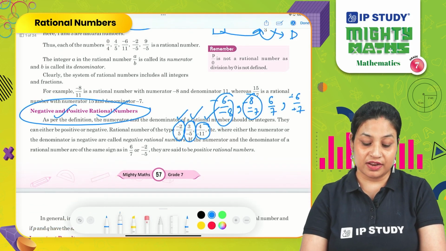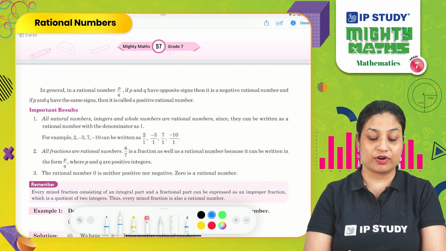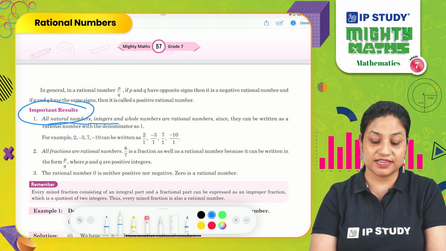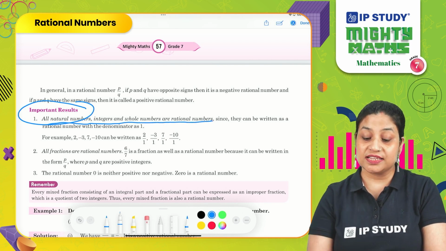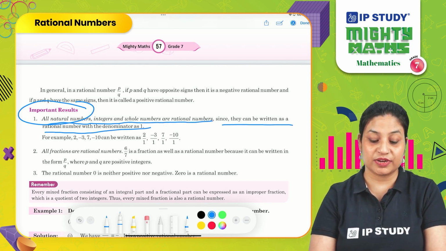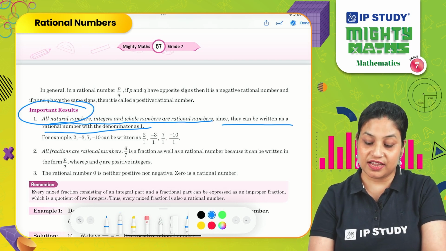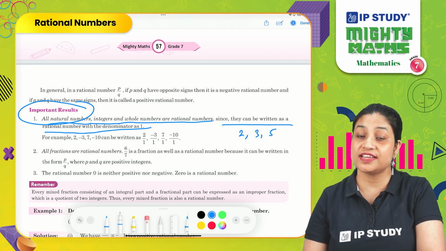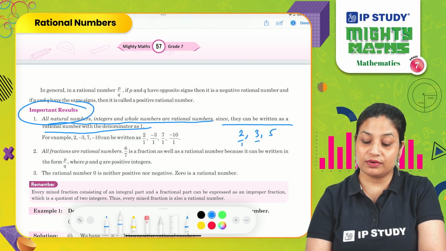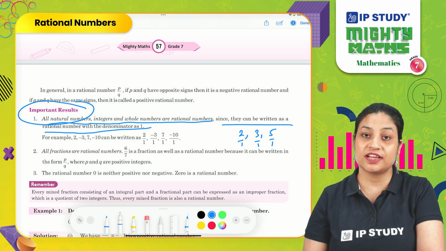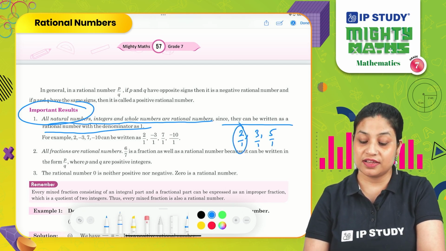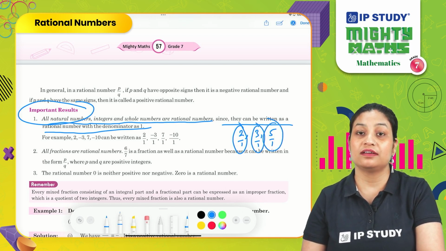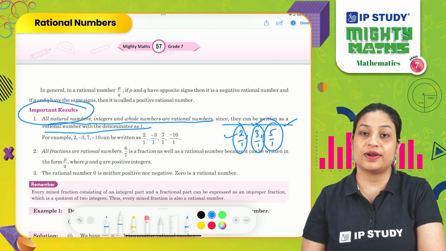Now students, let's discuss some important results. The first one is all natural numbers, integers and whole numbers are rational numbers since they can be written as a rational number with the denominator 1. So suppose if I ask, is 2, 3 or 5 a rational number, then what will be your answer? Yes, because if I put 1 in the denominator, you can say that it is written in the form of p by q. Since they can be written in the form of p by q with the help of 1 as a denominator, we can say 2, 3 and 5 are also rational numbers.